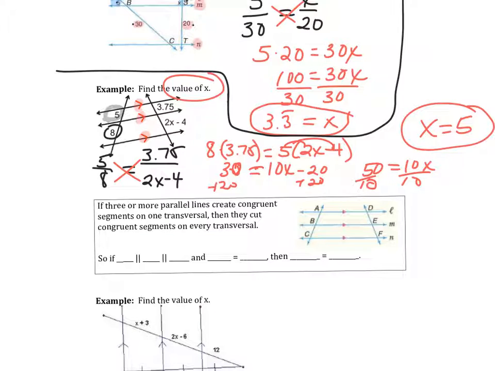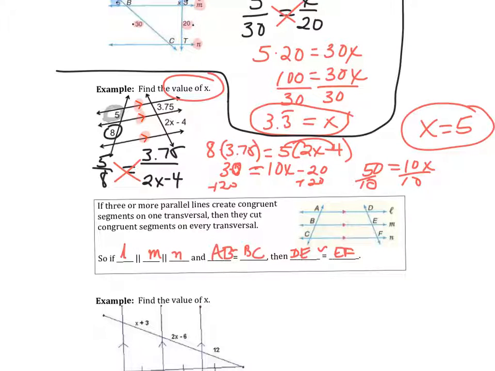Next theorem says if 3 or more lines create congruent segments on a transversal, then they cut congruent segments on every transversal. So if 3 or more parallel lines create congruent segments, so if line L is parallel to line M, which is parallel to line N, and AB is congruent to BC, then I know that DE is congruent to EF.